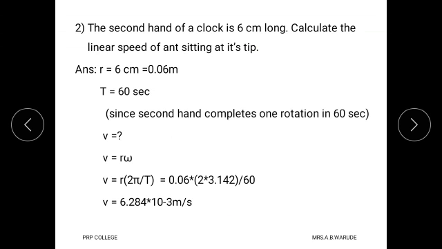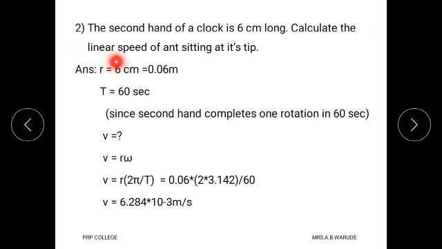Then the second example is: the second hand of a clock is 6 centimeter long. Calculate the linear speed of an ant sitting at its tip. Here the second hand of a clock is 6 centimeter long. That means this is the radius because it is performing circular motion. Its length is considered as the radius, that is 6 centimeter. Its value in meters is 0.06, and when the second hand completes one rotation, it takes 1 minute, or 60 seconds.